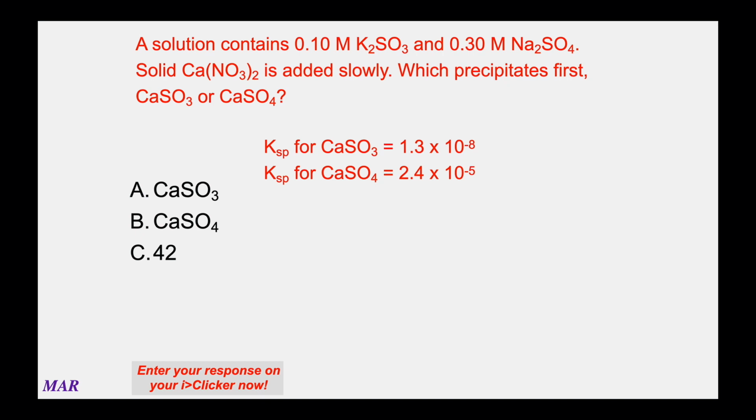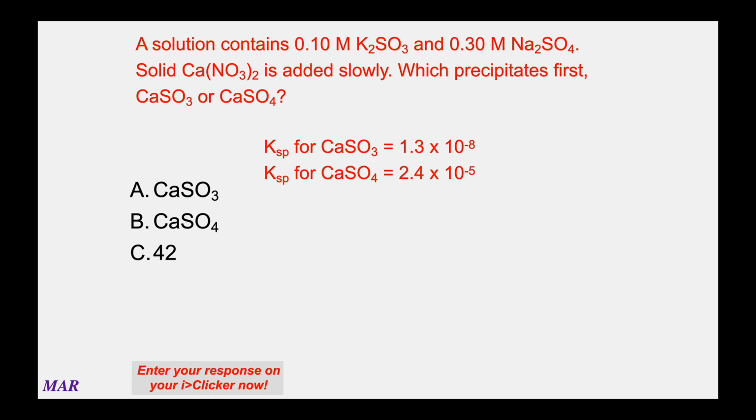Ksp, all right, in both of these cases is going to equal the calcium ion concentration times the sulfite, if it's CaSO3, or in calcium sulfate, Ksp would equal calcium times the sulfate. So one thing you could do in this problem is take those Ksps and divide by the sulfite concentration or the sulfate concentration. And whatever the smaller number is, that's going to be the solid that precipitates first. All right, that would be a great mathematical way to do it.